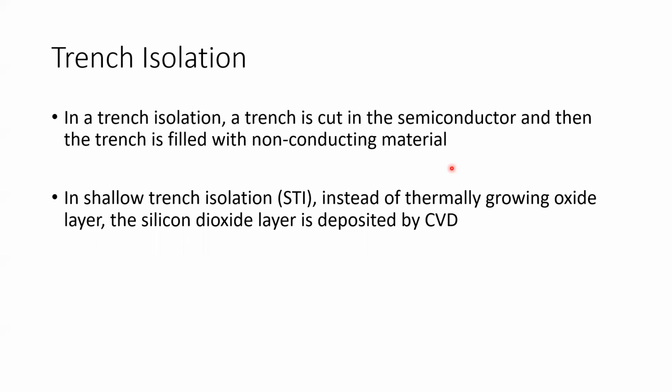This is trench isolation. In trench isolation, we cut a trench into the semiconductor, and then this trench is filled with non-conducting material, like silicon nitride or silicon oxide. There are two types: shallow trench isolation, STI, and deep trench isolation. For the silicon oxide, instead of thermal oxidation, we actually use a CVD method in shallow trench isolation. We will show it later.